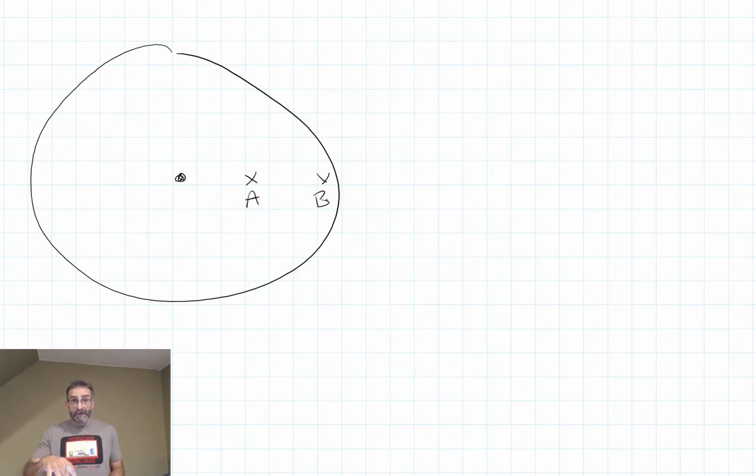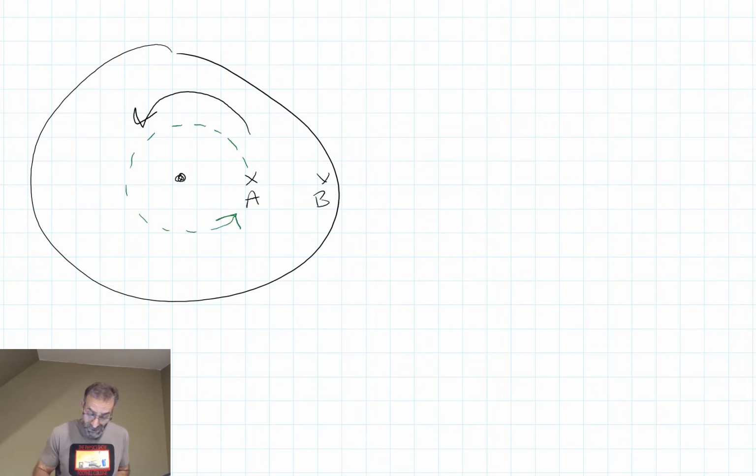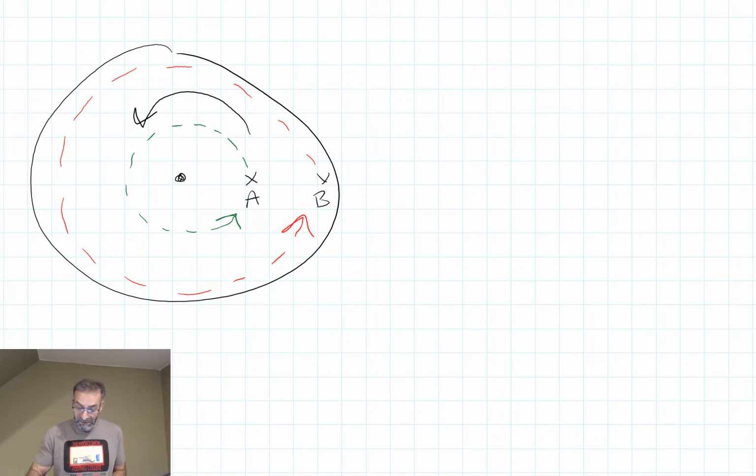So if we're looking down from above at a merry-go-round, and person A is standing halfway between the center and the rim, and person B is standing all the way out there at the edge of the merry-go-round, and this is rotating, person A is taking this path, person B is taking this path, and I want to know who's going faster.